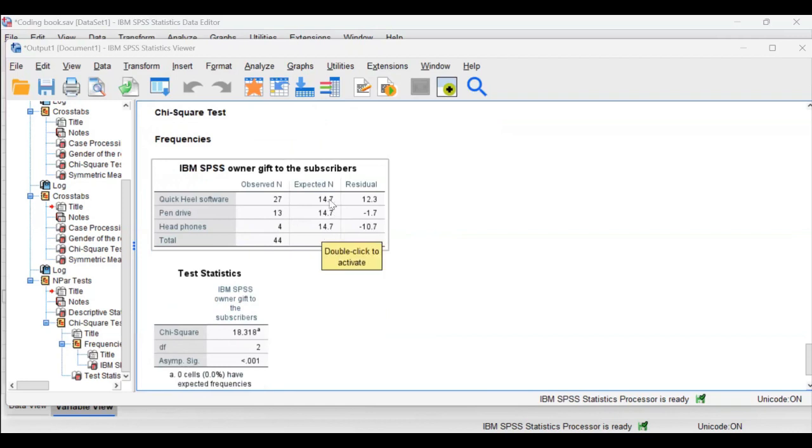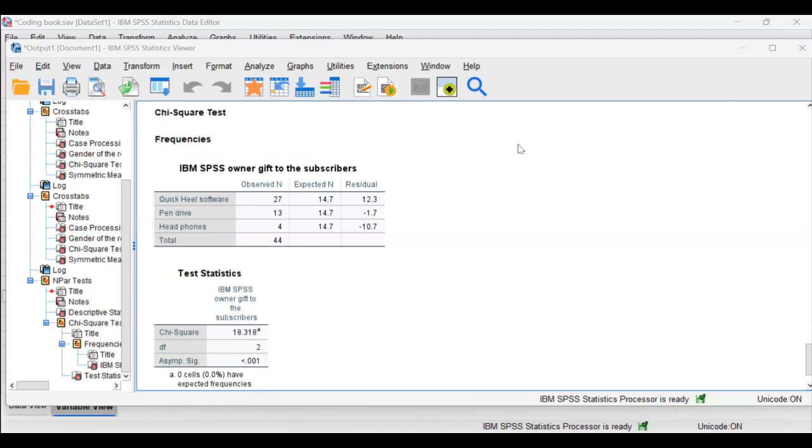As IBM SPSS owner, I'm expecting that on average, for every gift, we are going to have 14.7, 14.7, 14.7. But after completion of the data, I realized that these are the preferences of my respondents, the subscribers who purchase IBM software. The majority opted for quick field software, followed by pen drive, and a very negligible proportion opted for headphones.